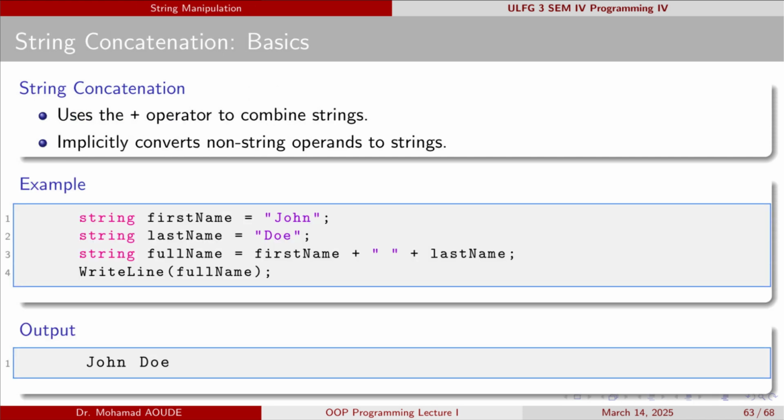Moving on to string manipulation. String concatenation uses the plus operator to combine strings together. For example, combining first and last names into a full name, John plus Doe becomes John Doe. Concatenation is simple but incredibly powerful for dynamic content generation.